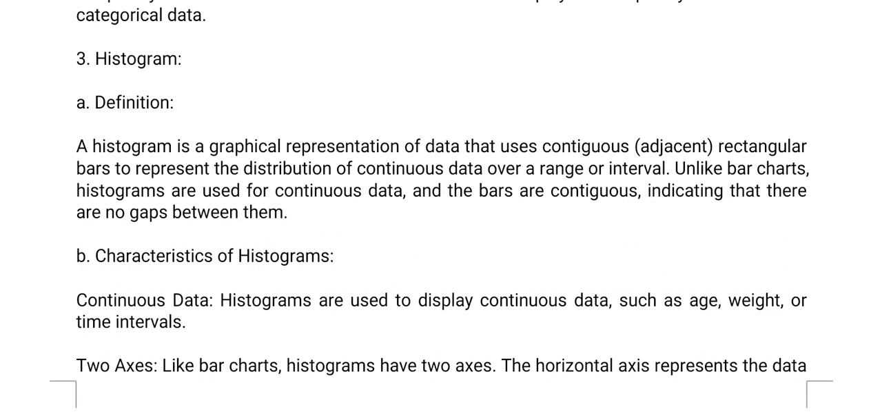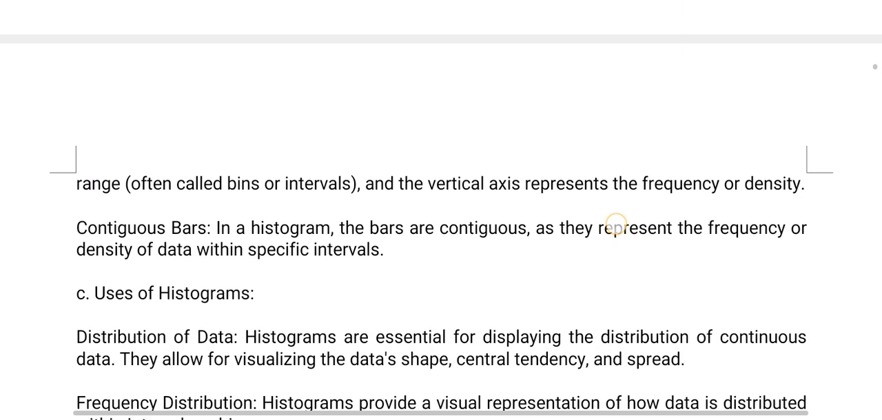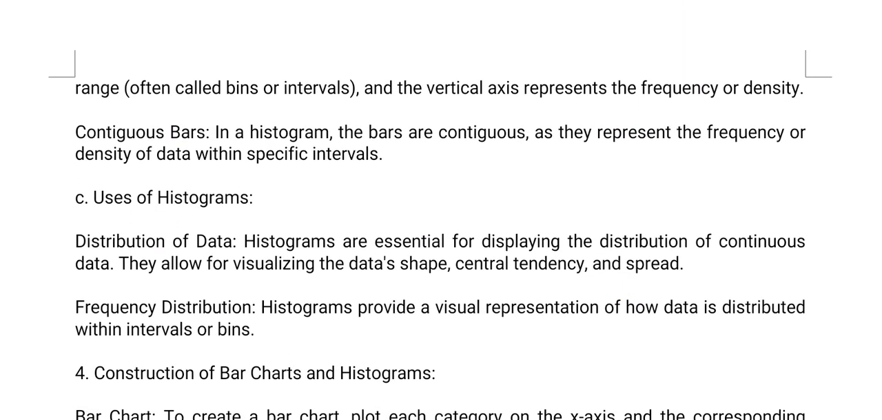Characteristics of histogram. Continuous data. Histograms are used to display continuous data such as age, weight, or time intervals. Then two axes. Like bar charts, histograms have two axes. The horizontal axis represents the data range, often called the bins or intervals, and the vertical axis represents the frequency or density.